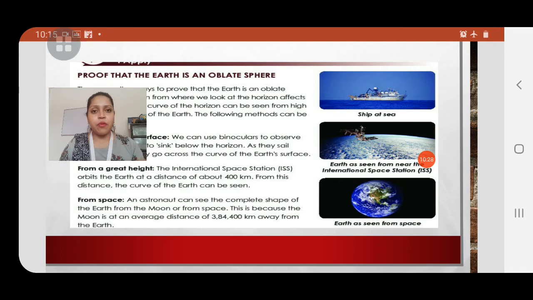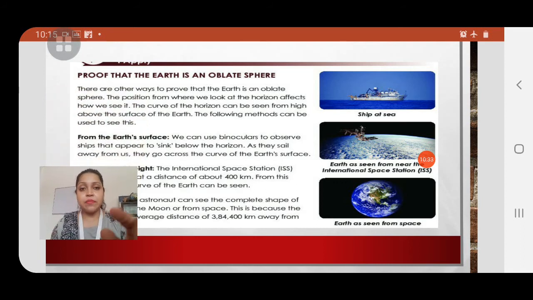These are the very important things at the starting of lesson number 2, that is of our earth. These are very important, and from this we come to know how the earth is curved in shape, an oblate sphere. So in the next class, children, we will continue with the revision.